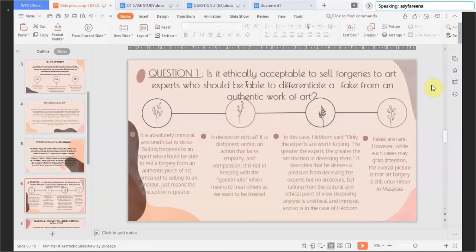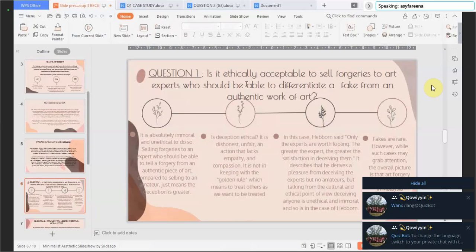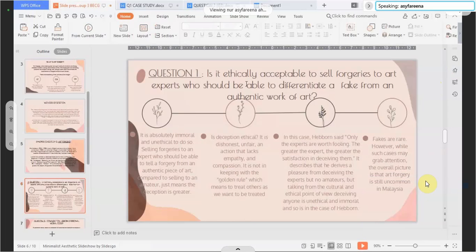The second one is, is deception ethical? It is dishonest, unfair, and an action that lacks empathy and compassion. It is not in keeping with the golden rule, which means to treat others as we want to be treated. In this case, Hebborn's personal code did not allow him to sell fake art to amateurs, because he wanted to deceive only the experts, as in his statement: only the experts are worth fooling. The greater the expert, the greater the satisfaction in deceiving them. It shows that he derived pleasure from deceiving the experts but not amateurs. And the last one is fake art. Why this case? This case grabbed my attention because the overall picture is still common in Malaysia.